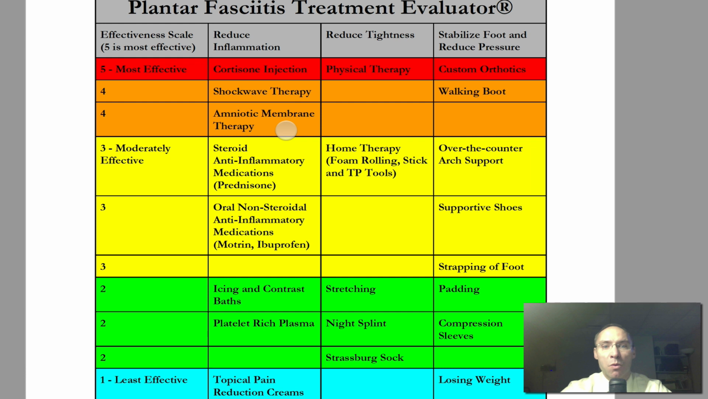So for example, with cortisone, I don't like to do the shockwave therapy for 2 months after because the shockwave wants to increase inflammation and cortisone reduces inflammation.